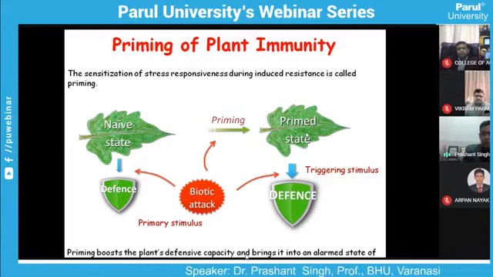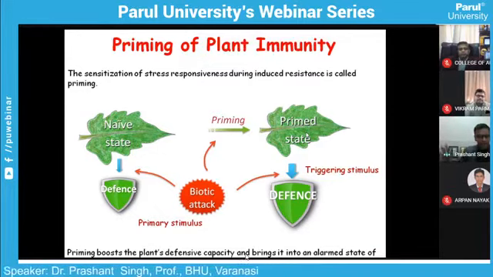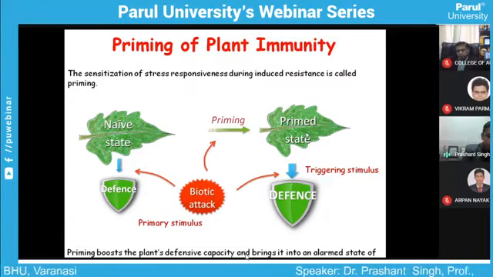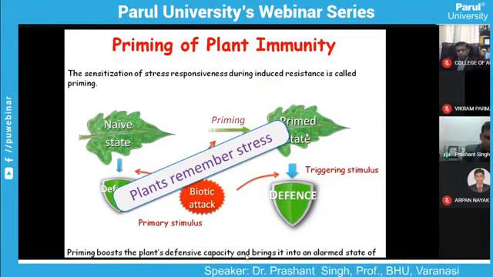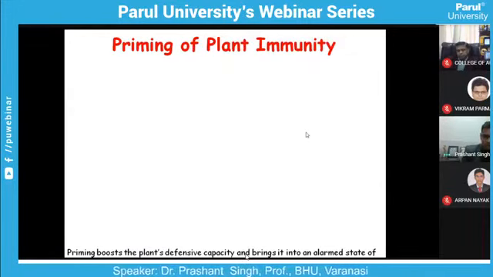You can use a mild dose of this pathogen just to make the plant aware, hey, come on, you are attacked. And once they are attacked, you are in the primed state, and if the plant is going to face the same challenge, then there is a boosted defense response. So that is the beauty of priming. I can show you if I have a picture. Yes, so definitely that suffices the story that the plant does remember stress.